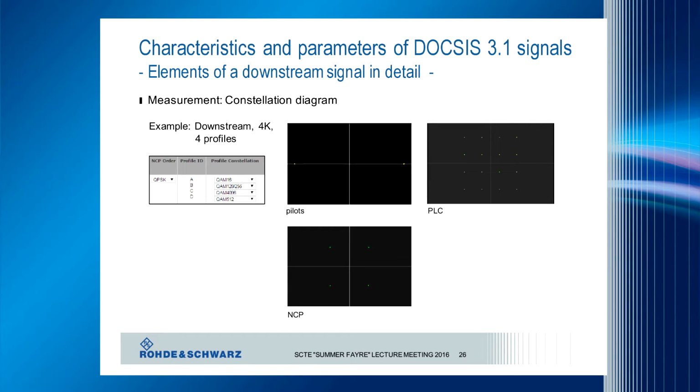And here you can see the boosted pilots only, which are 6 dB higher than the rest of the carriers. And so you can see the PLC constellation, which is always 16 QAM modulated. And here you can see the modulation of the next codeword pointers according to the QPSK modulation.